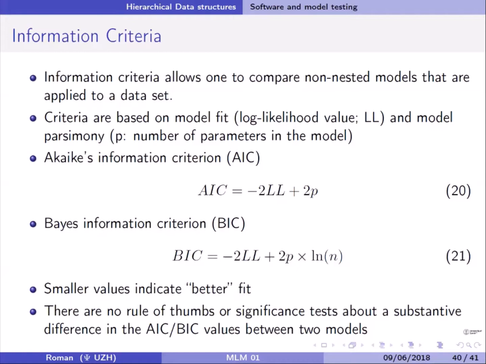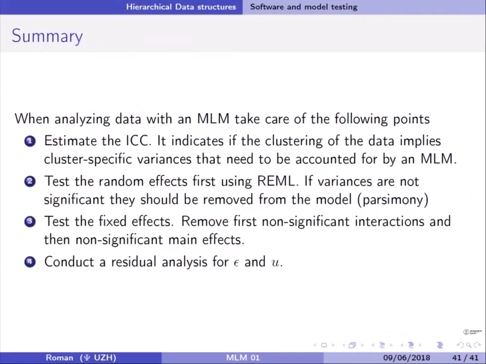These both give us information about how well the model fits the data. Smaller values indicate better fit. So these will also help us in the model testing decision making. But there are no rules of thumb or significance tests about a substantive difference in AIC or BIC values. So we can only compare them absolutely.